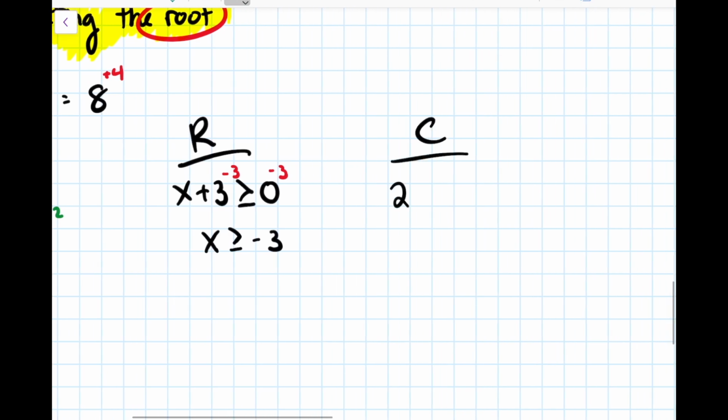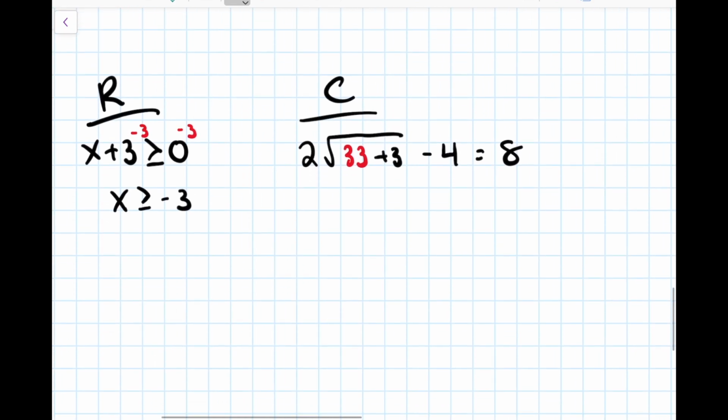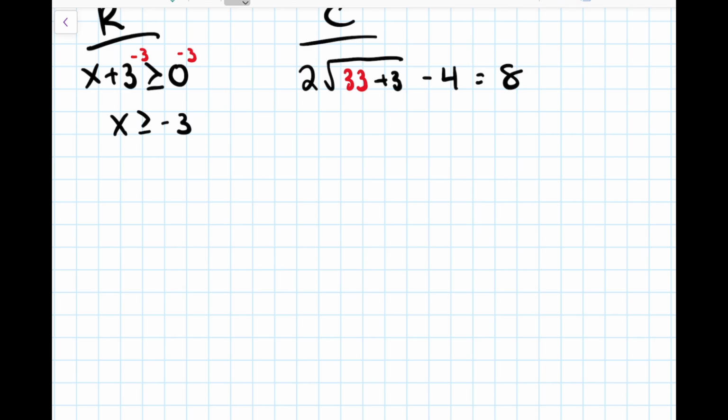So we've got 2 root negative 3 plus 3 minus 4 equals 8. And so this is what I was talking about. We are not going to start moving that 4 to the other side. We're not going to divide by 2. We're going to just completely ignore this equals 8 for now. We're going to pretend it's not there, and I'll come back to it later.